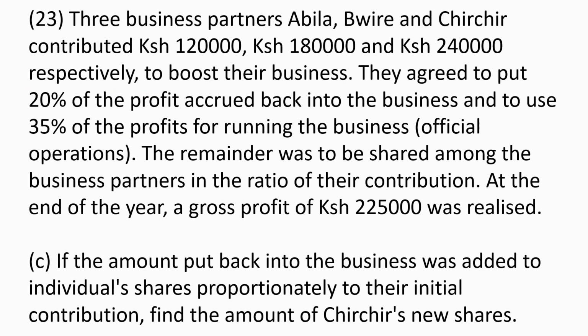Question 23, part C. If the amount put back into the business was added to individuals' shares proportionately to their initial contribution, find the amount of Chirchir's new shares.